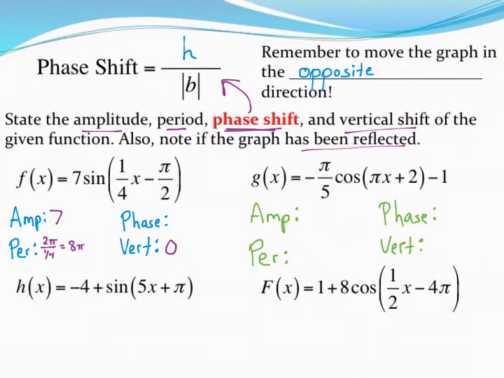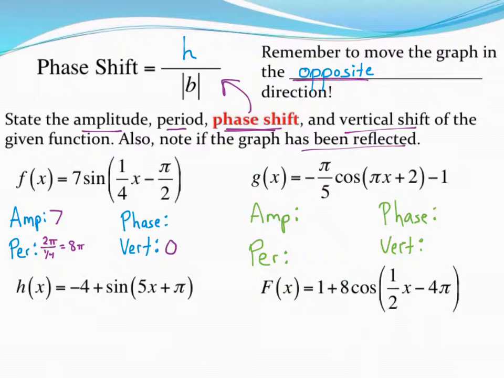First of all, as the h value has always done, it's going to move the graph in the opposite direction of what it says. And then with sine and cosine graphs, with any trigonometric graphs, the h value itself is not the phase shift, but rather h divided by b. Just like the period's not the b value itself, the phase shift is not the h value itself, it's h divided by the b value.